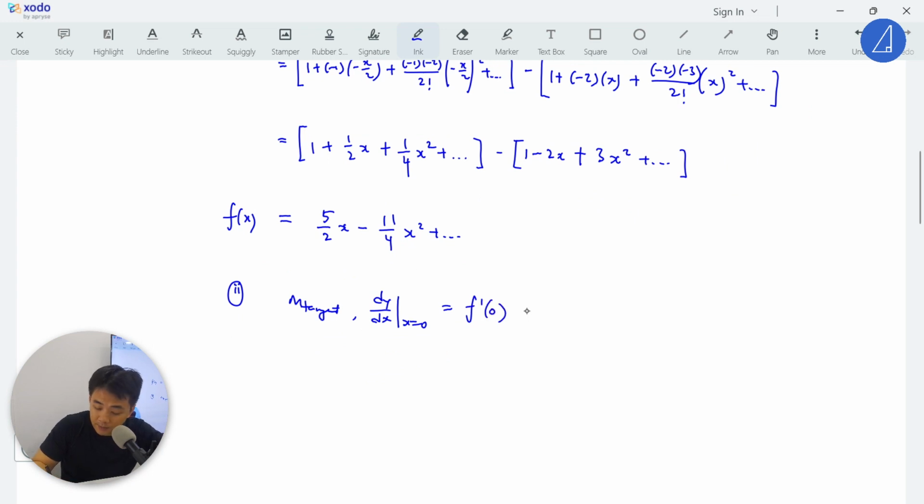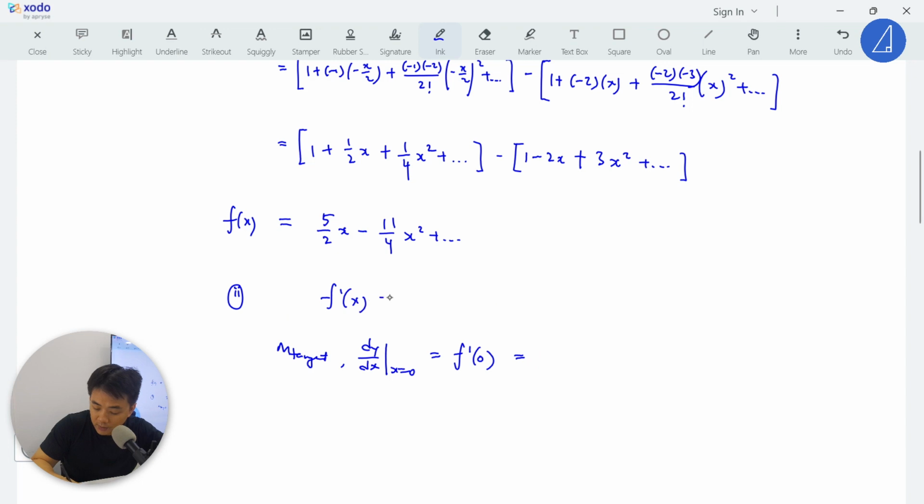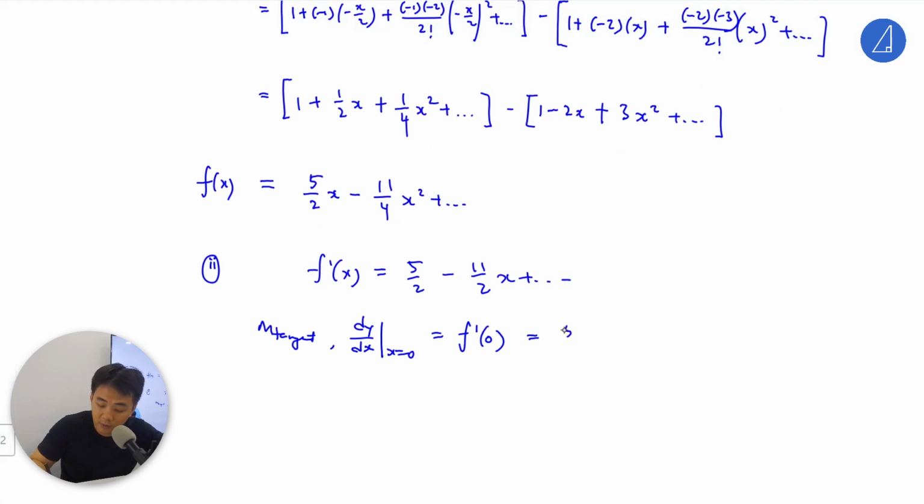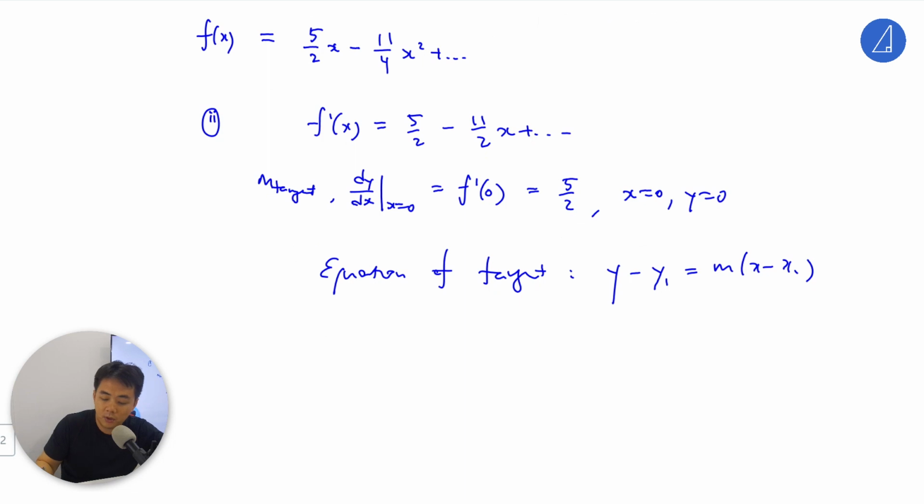So we're going to use the series here. What we get is, because subsequently all the other terms, higher power doesn't matter, f prime x would just be 5 over 2 minus 11 over 2 x plus dot dot dot. All these higher degree terms would contain x for f prime x. So f prime 0 will be 5 over 2. When x equals 0, y equals 0. So the equation of tangent will be y minus y1 equals m times x minus x1. We can just substitute all. This is 0, 0, so this is y equals 5 over 2 x. Okay, so that's the equation of tangent.